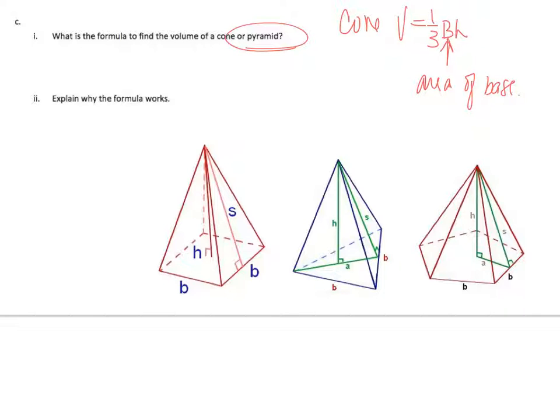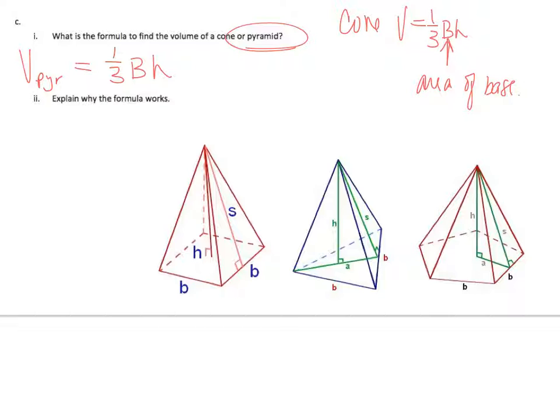Pyramids are the exact same. Volume of a pyramid is 1/3 big B times h. Now your pyramids can be square pyramids, triangular pyramids, pentagonal pyramids, etc. That's why we just do big B, because whatever the shape of your base is, that's what you need to find the area of.